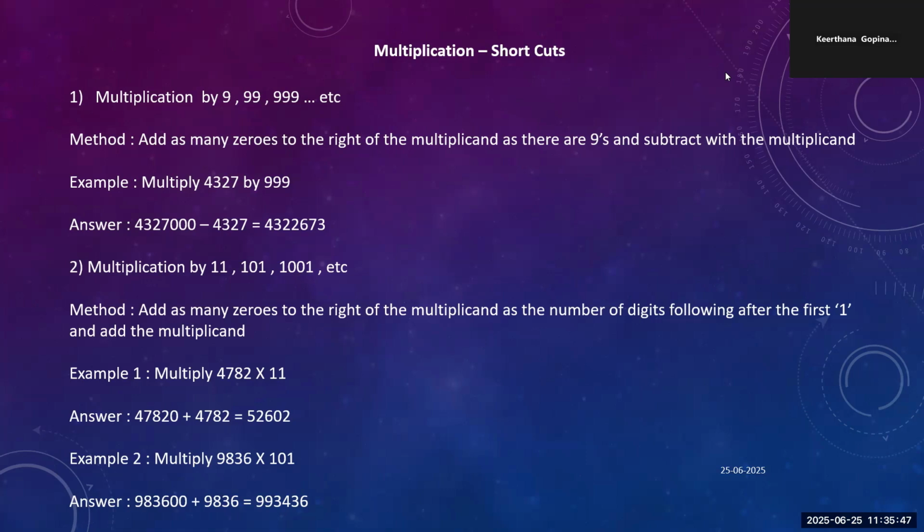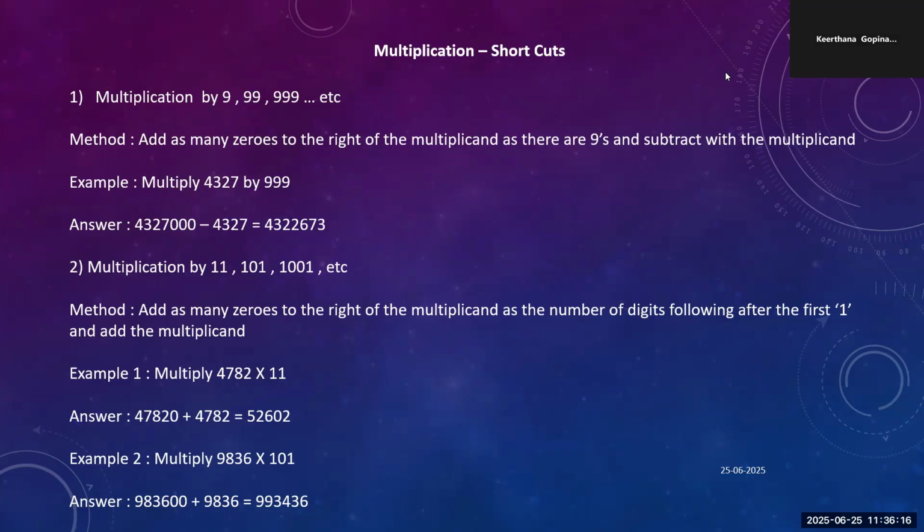So if you do it manually, it took 2 minutes. You adapt this shortcut, you will solve it in 15 seconds. But to adapt to this shortcut and remember it, you must understand the concept. The concept is when you are multiplying, you are adding the same number so many times, hundreds of times you are adding it.